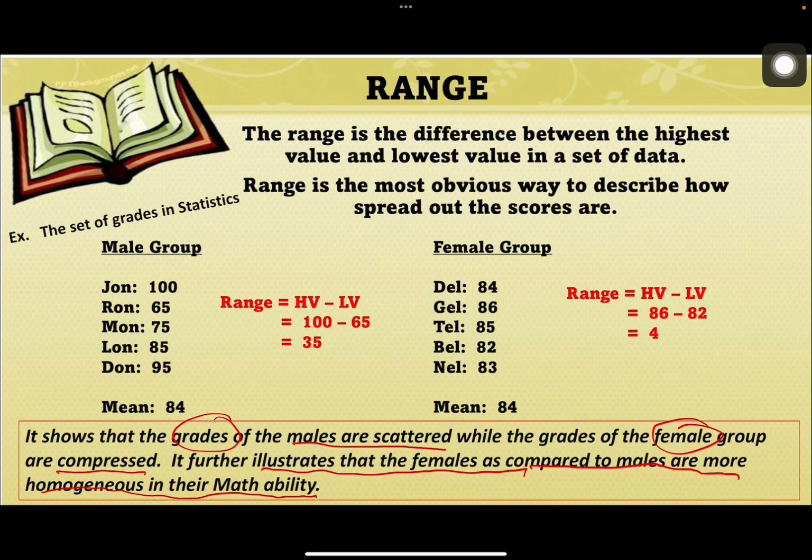When we say homogeneous, yung galing nila ay pare-pareho. While sa male, ang galing nila ay magkakaiba at magkakalayo. So, pwedeng may magaling, merong hindi magaling. So, kaya yung mga grades nila ay sobrang layo sa isa't isa.